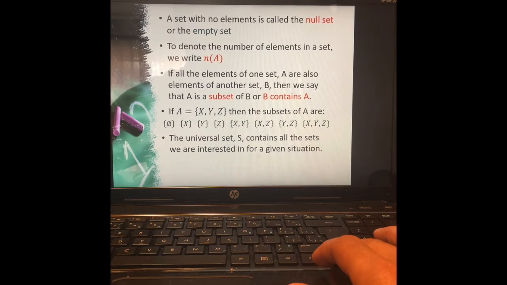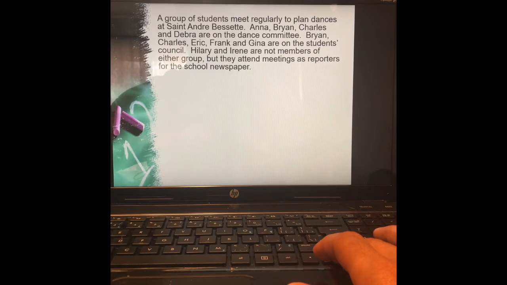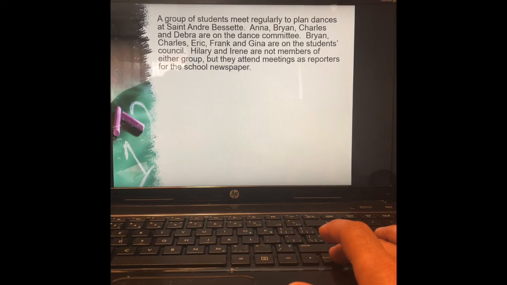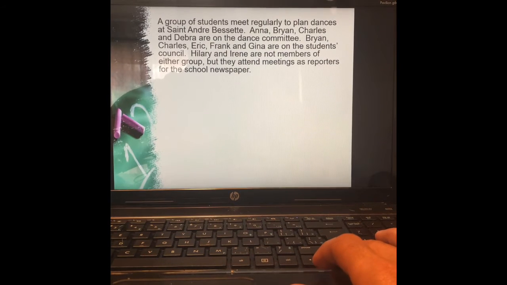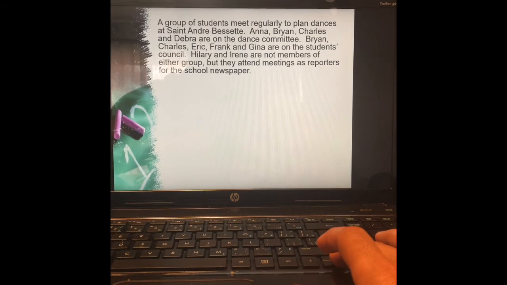The universal set S contains all the sets we're interested in for a given situation. A group of students meet regularly to plan dances at St. Andre. Anna, Brian, Charles, and Deborah are on the dance committee. Brian, Charles, Eric, Frank, and Gina are on the student council. Hillary and Irene are not members of either group, but they attend meetings as reporters. So you have a group 1, a group 2, and a group 3 with Hillary and Irene. The challenge is that in group 1 and group 2, there's overlap. Some people are in both groups at the same time.